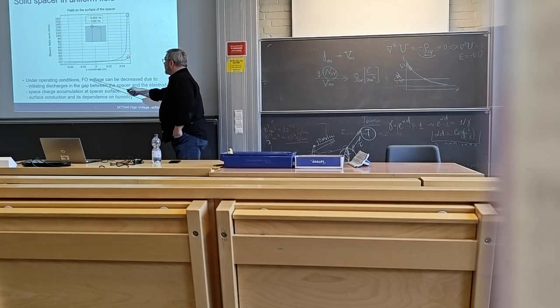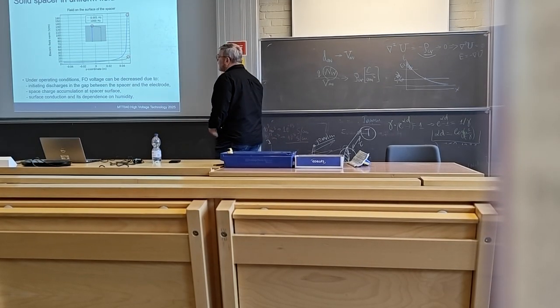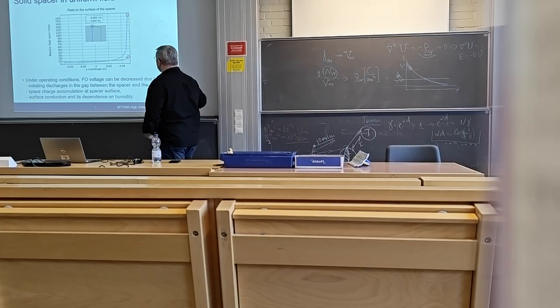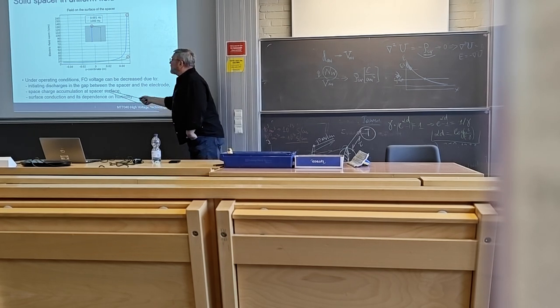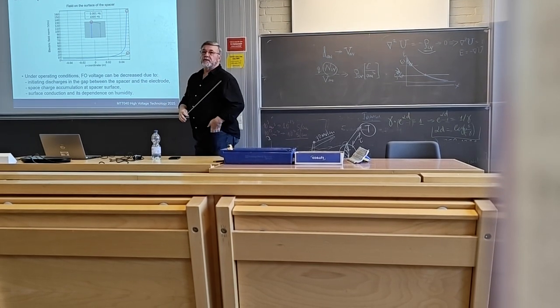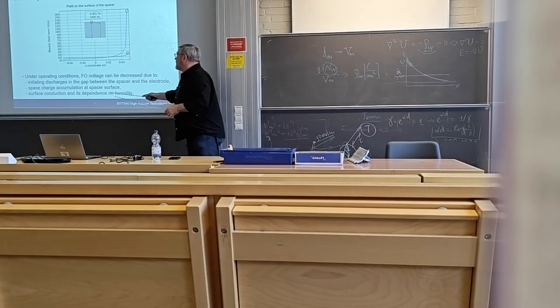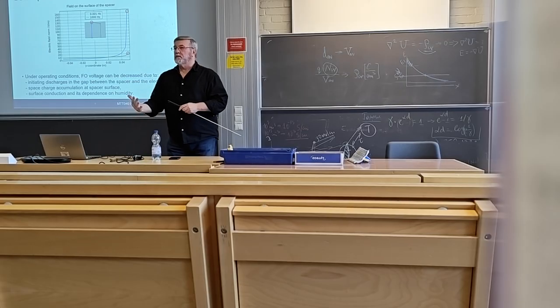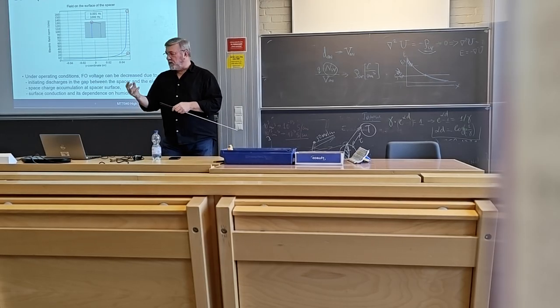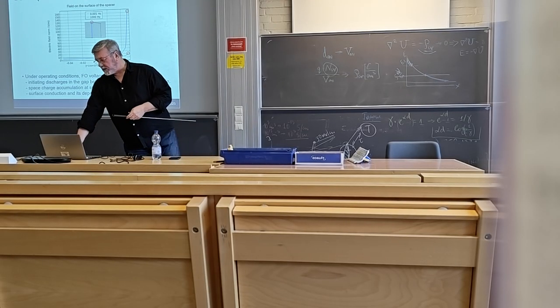So under operating conditions, threshold voltage can be decreased due to initiation of discharge charges, you get the field, spacer and the electron. So this could be the initiation point for creeping discharges, for surface discharges, because the field is high. And then it just propagates like that. Space charge accumulation may happen because there is a solid interface where charges can be attracted. Surface conduction and dependence on humidity come into play, because surface state is very much about the absorption of moisture and maybe condensation and this kind of thing.